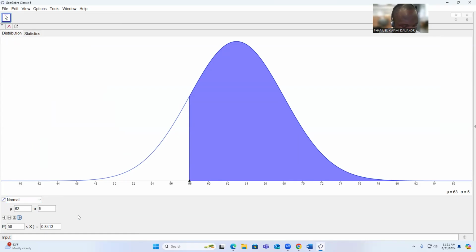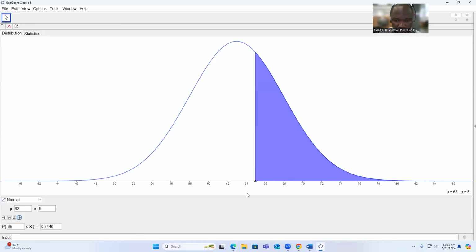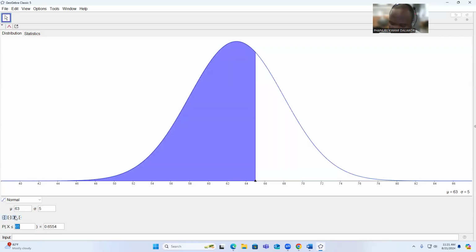The first one says, find the probability that a randomly selected student will score more than 65. So here is more than 65. You enter 65. The probability is 0.3446. Okay, then we move on to the second. It says find the probability that the student scores less than 75. Less than 75, you come here, you select 75. So the probability is what? 0.9918.